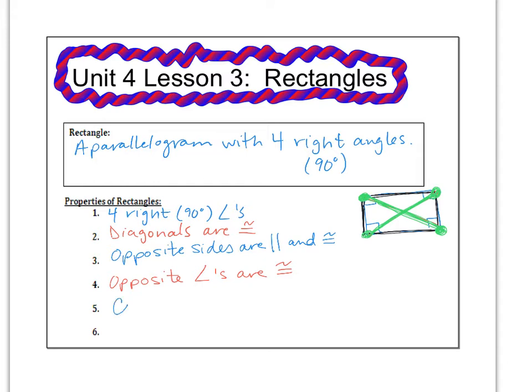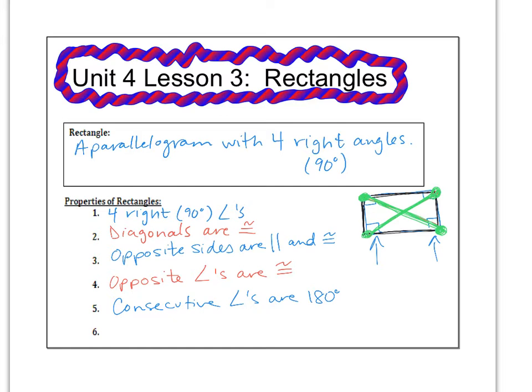Number 5, consecutive angles are 180. So meaning 2 angles right next to each other, like maybe this one on the bottom and this one on the bottom, they should add up to 180 in a rectangle.